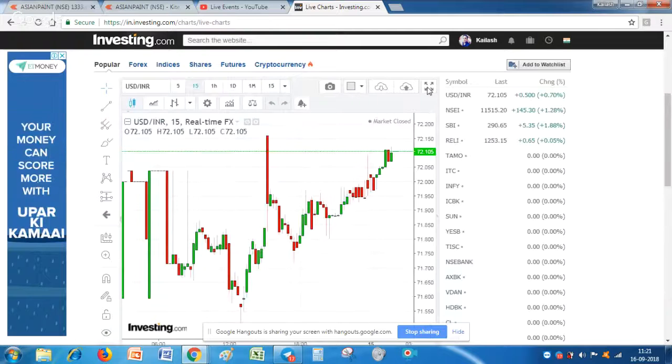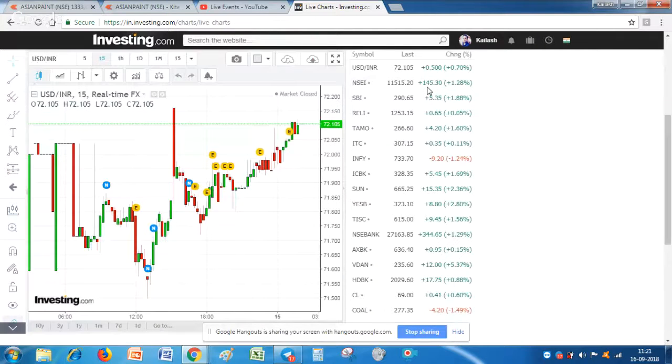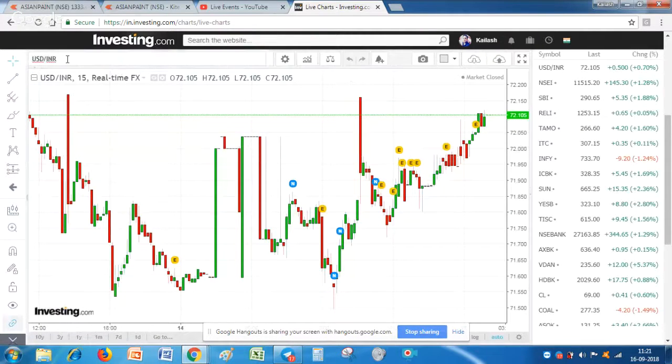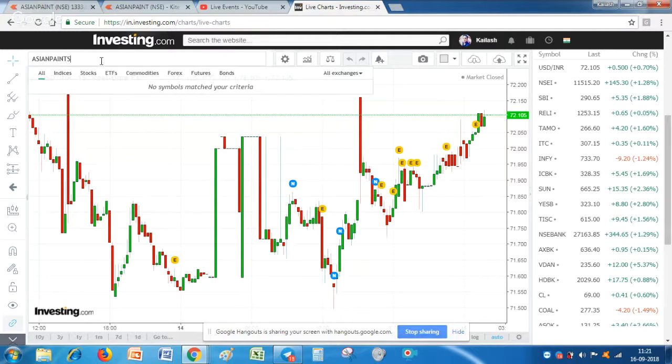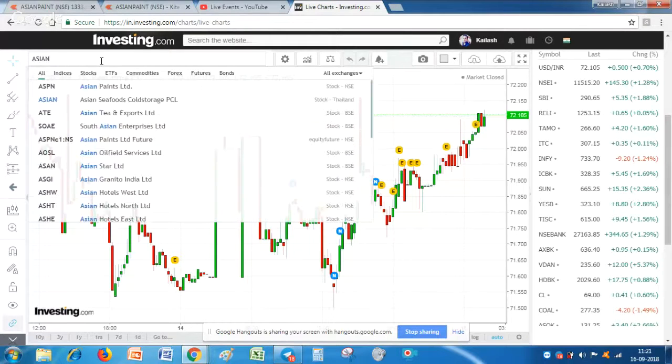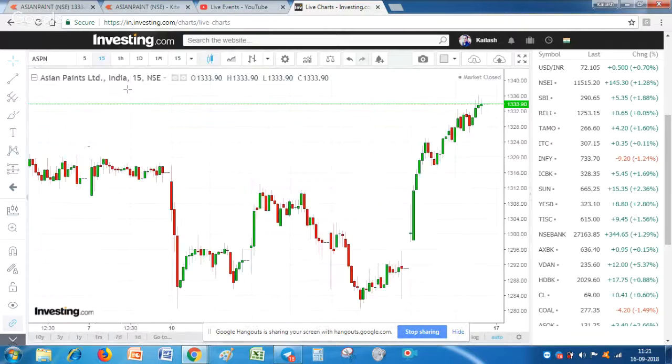So this is the chart. By default, friends, it shows the US chart. I will type here Asian Paints. Let us study Asian Paints today. So friends, this is the Asian Paints chart in the 15 minutes time frame.